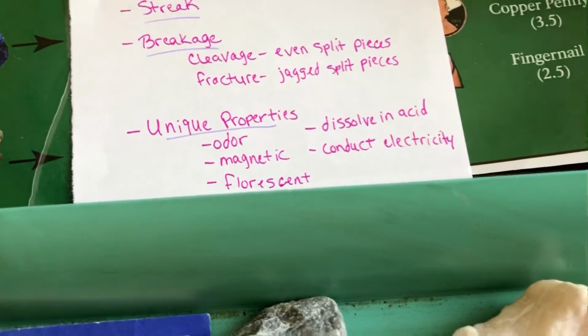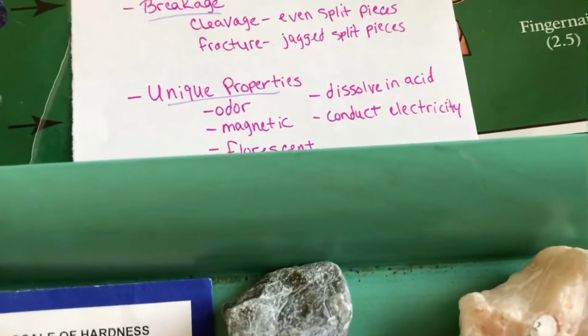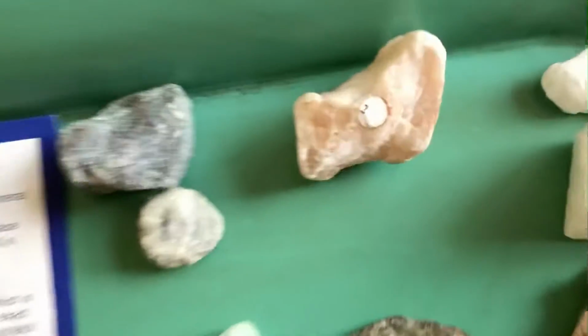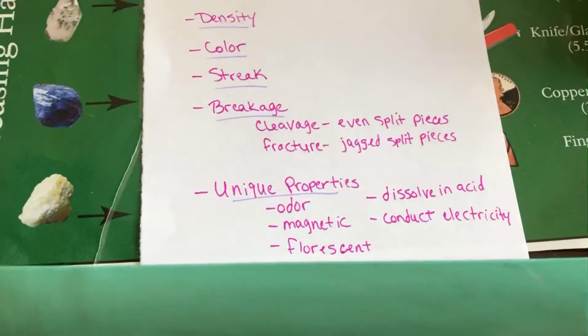Some of them glow under a black light. They fluoresce. And I don't have batteries for my black light right now. I might try to set that up later and show you that. But minerals like fluorite and calcite actually fluoresce underneath a black light. They form a different color to them.